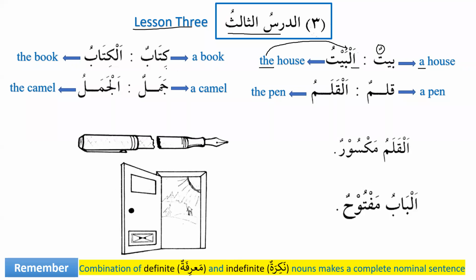Similarly, we have kitabun, a book. And when we add al to that, it becomes al-kitabu, the book. Qalamun, a pen, and al-qalamu, the pen. And similarly, we have jamalun, a camel, and al-jamalu, the camel.